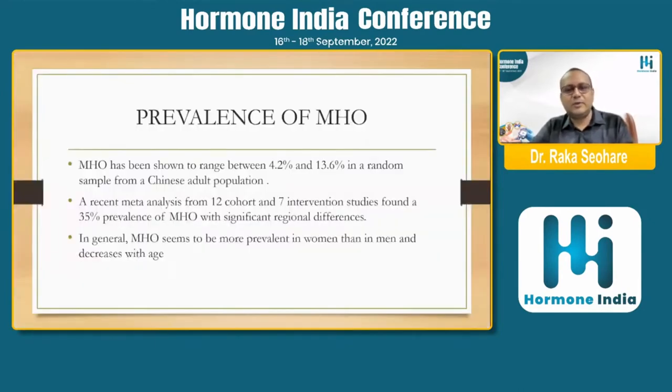What is the prevalence of MHO? It has been shown to be 4.2 to 13.6%, a large spectrum, studied in the Chinese adult population. And a recent meta-analysis of 12 cohort and 7 intervention studies found a 35% prevalence, which is very high. That's why in our OPD, many times when obese patients come to us, we have a high index of suspicion. In spite of that, we are not finding every obese patient to be diabetic. And this is the clue for our future.